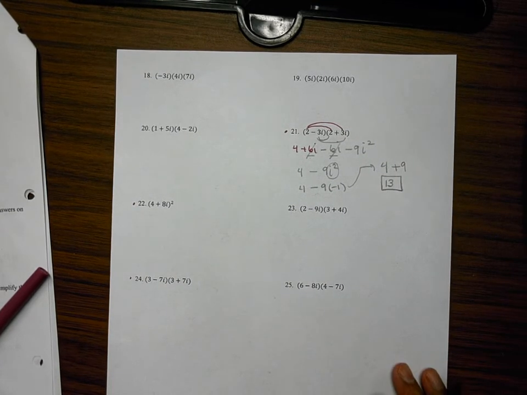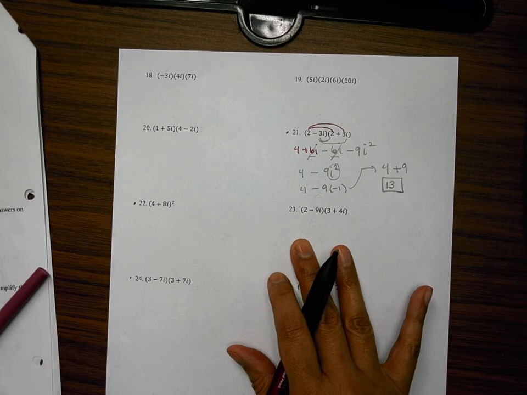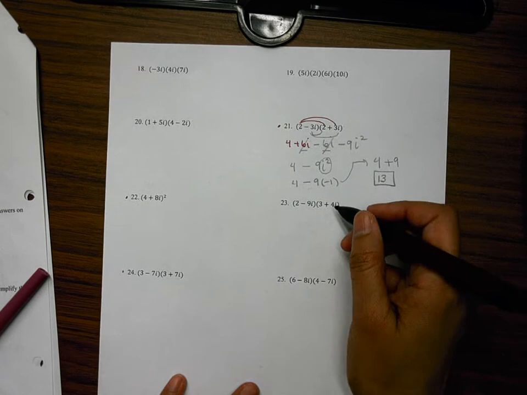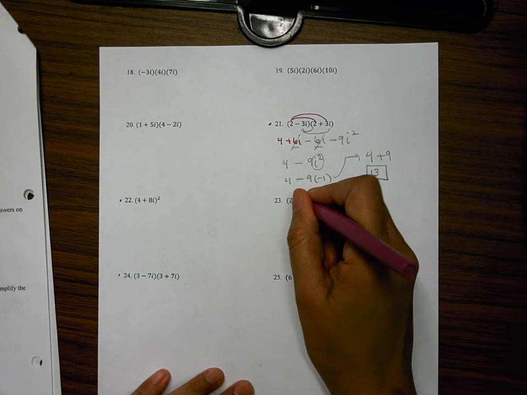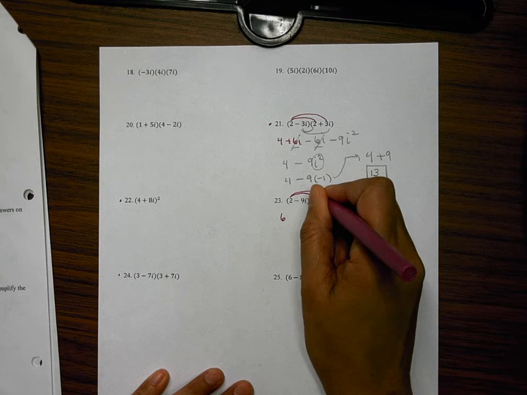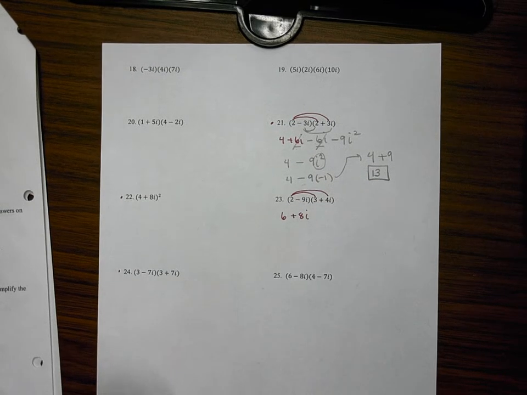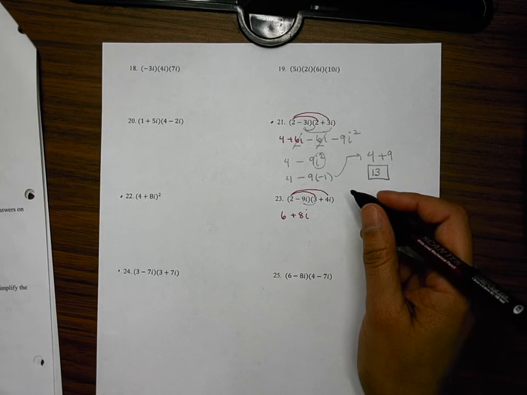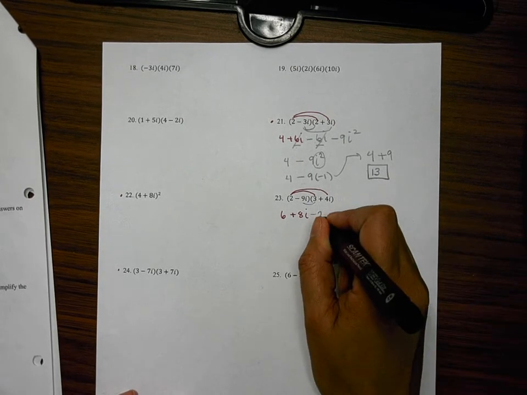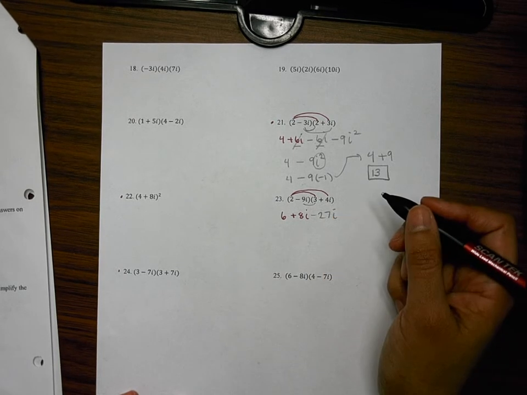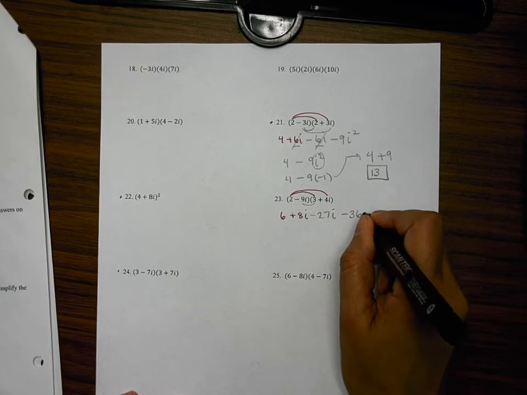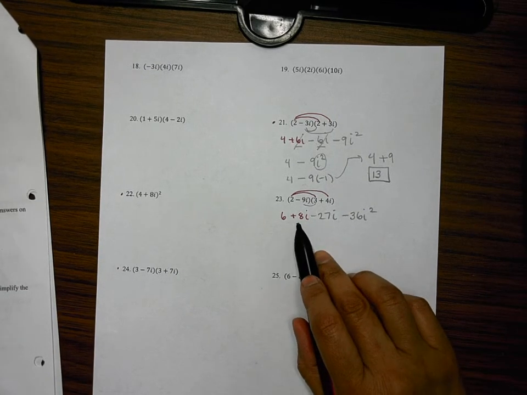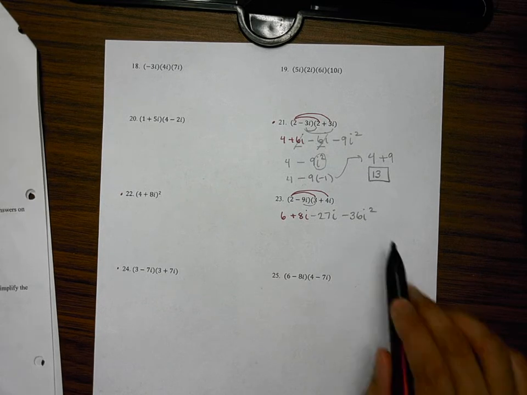Okay, I want to do 23, and then I'll come back and do 22, and I'm not going to do 24. Okay, 23, again, double distribution. 2 times 3 is 6. 2 times 4i is positive 8i. And then I have negative 9i times 3 is negative 27i. And negative 9i times 4i is negative 36i squared, because i times i is i squared. So I have 6 plus 8i minus 27i minus 36i squared.